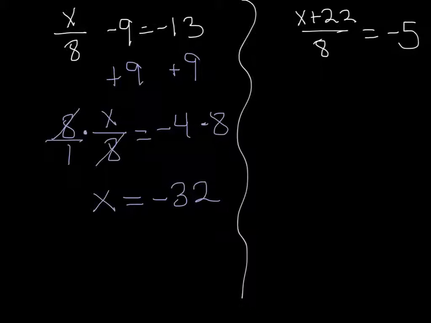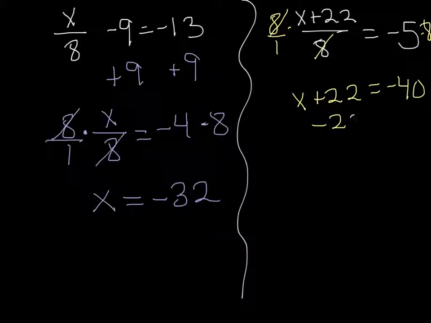For the other equation, we need to get the 8 out of the denominator first. So again, we multiply by 8, or 8 over 1 on both sides. It's the same thing. So your 8's cancel, leaving you with x plus 22 over 1, which we don't need to write. Negative 5 times 8 is negative 40. And then the opposite of plus 22 is minus 22. So x equals negative 62.